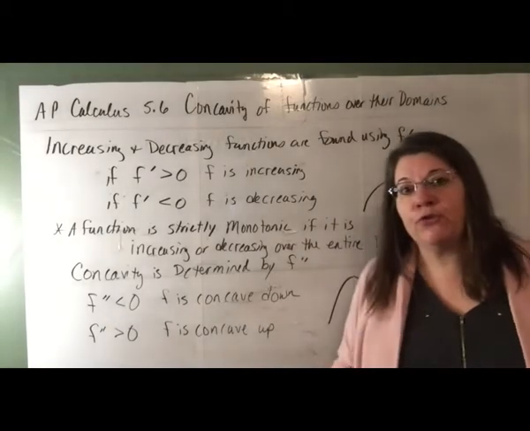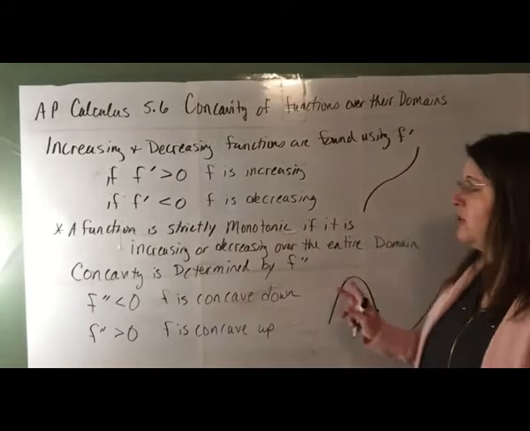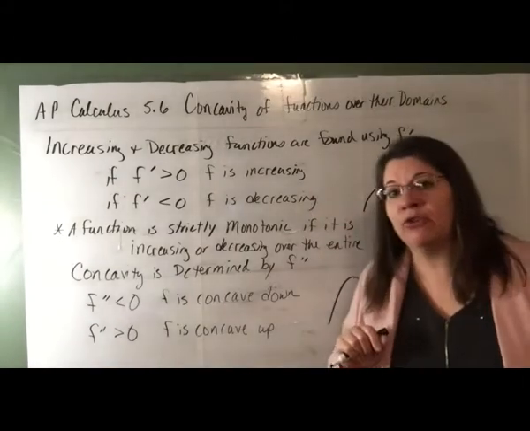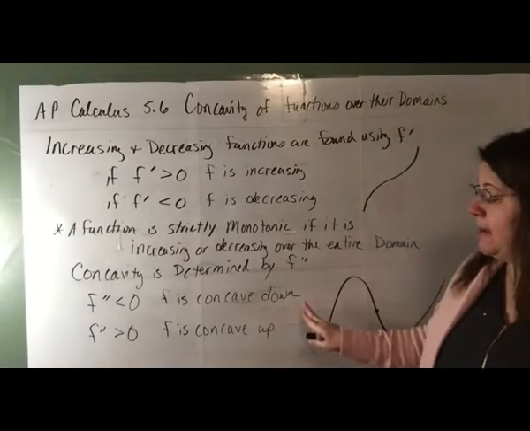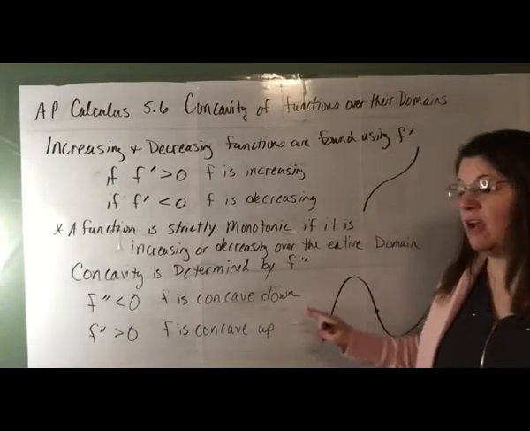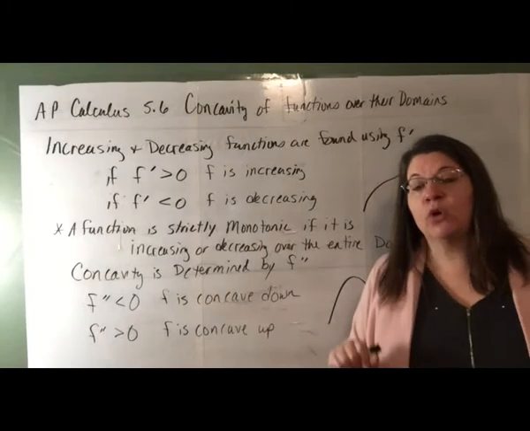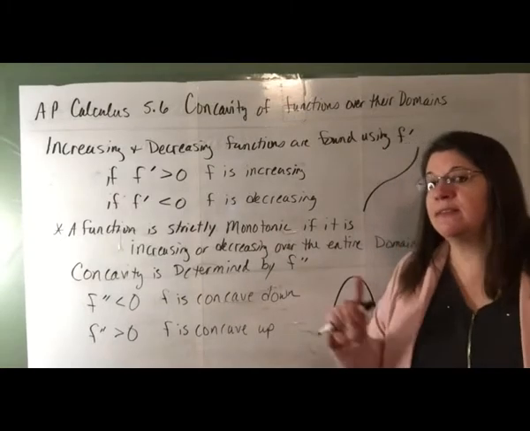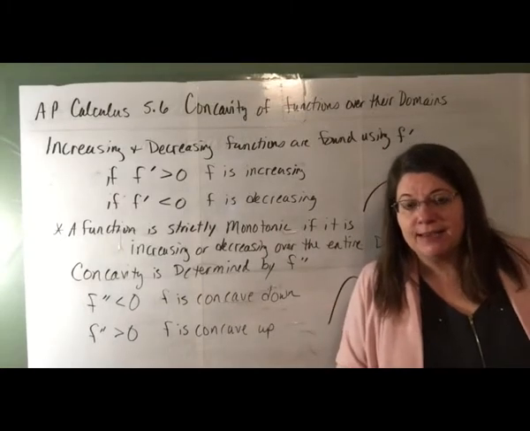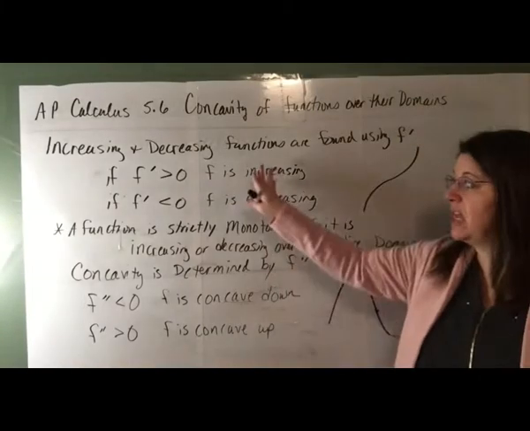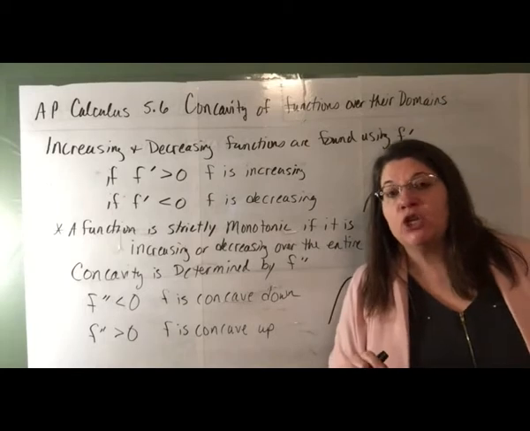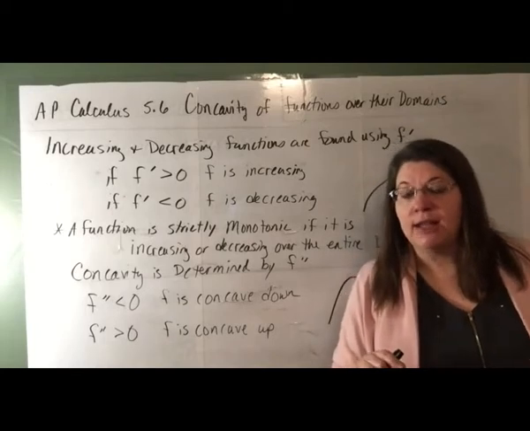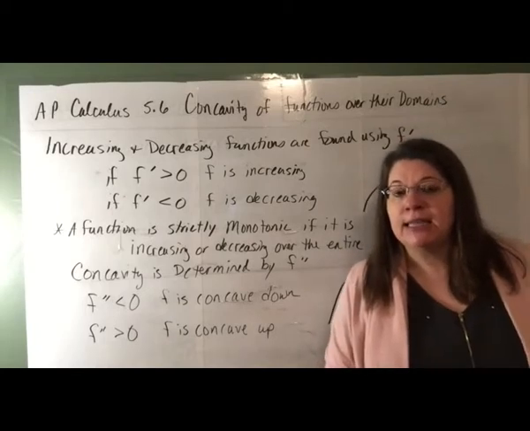So we use a first derivative test to find our relative extrema and where the functions are increasing and decreasing. We use a second derivative to find where the function is concave down and concave up. Okay, so we're going to use second derivatives. This is not called the second derivative test. The second derivative test still tests for increasing and decreasing, but we can use the second derivative to test for concavity changes. So I'm going to show you how to do that in the next segment.